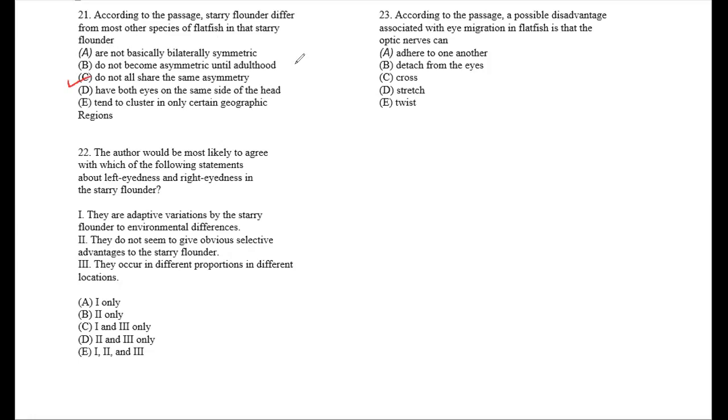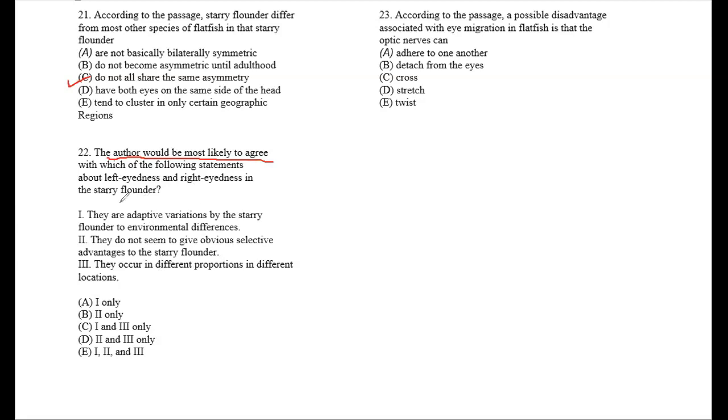Okay. Look at the next question, question 22. The author would be most likely to agree with which of the following statements about left-eyedness and right-eyedness in the starry flounder. So when the question asks us this, the author would most likely agree to, we have to answer basically what is 100% true according to the passage. Let's look at the three statements one by one.